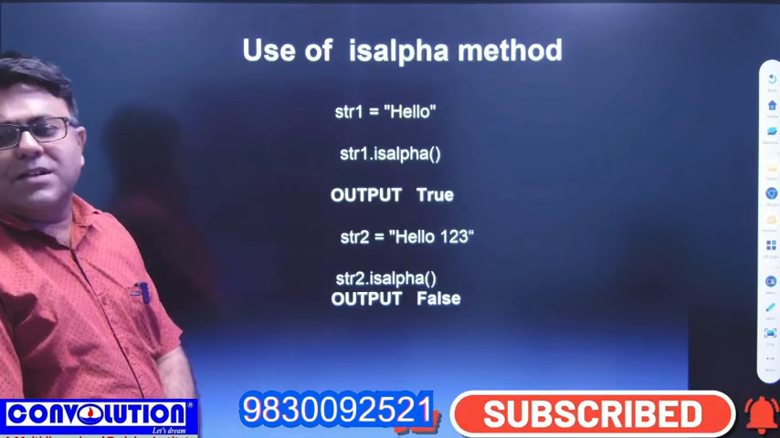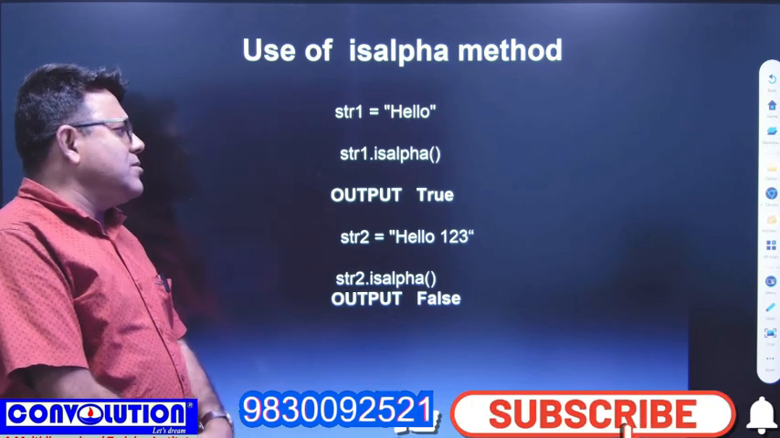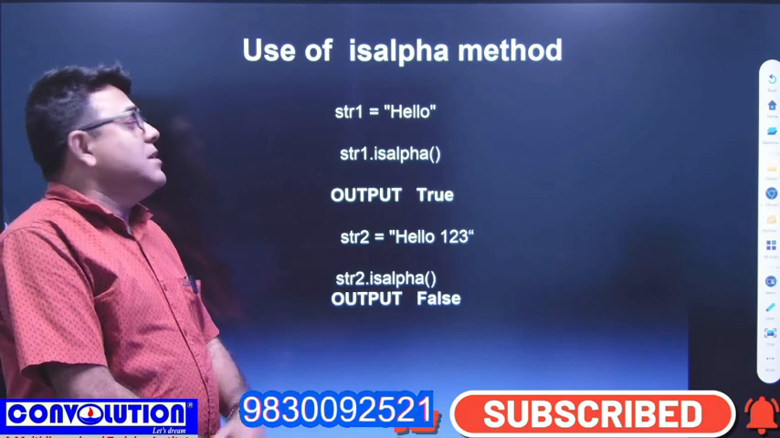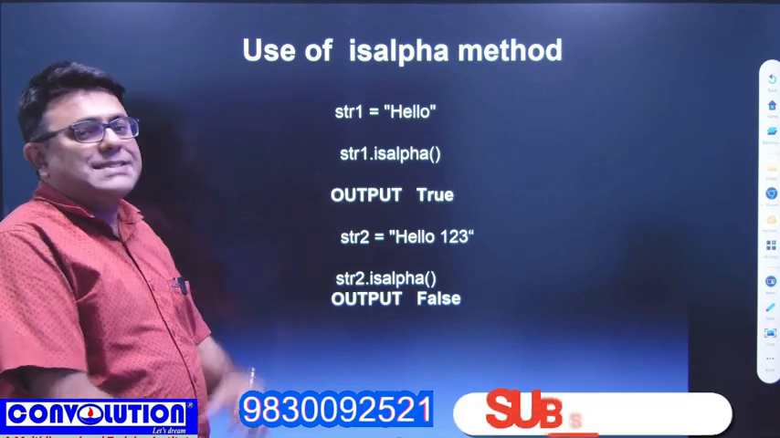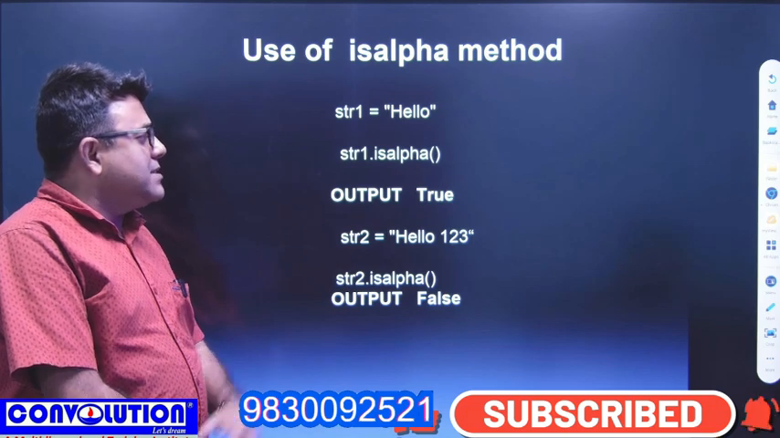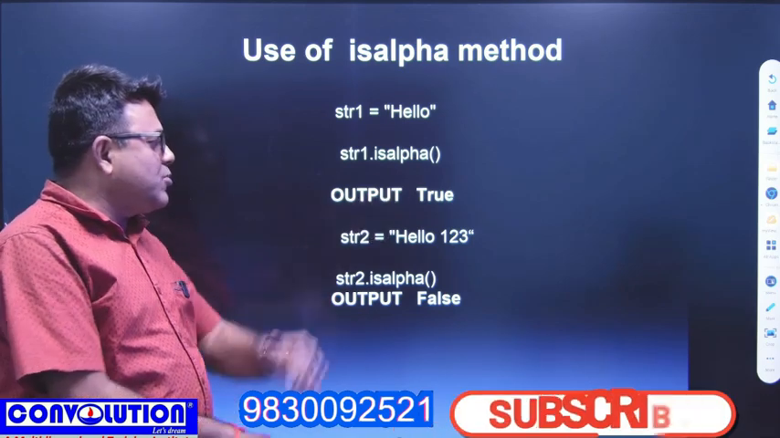Next, we have another method called isalpha. I said str1 equal to "hello". Then I use this function called isalpha. It returns a true value, which means this particular str1 carries only alphabets. Yes, inside this "hello" only alphabets are there, no numeric, no space. So my output is true.